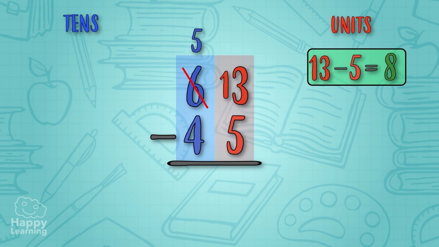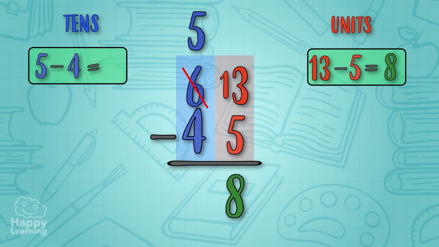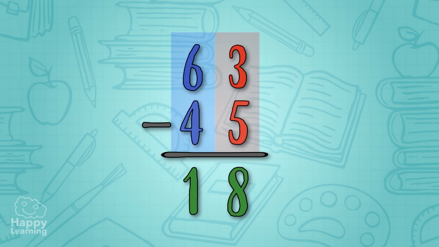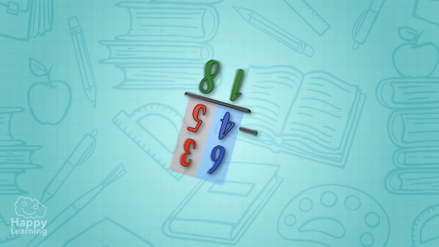We have 8 units. Now we need to subtract the 5 tens we had in the minuend and the 4 tens that we had in the subtrahend. 5 minus 4 is equal to 1. Meaning that 63 minus 45 is equal to 18. It's easy peasy, don't you think? Now you have to practice lots.